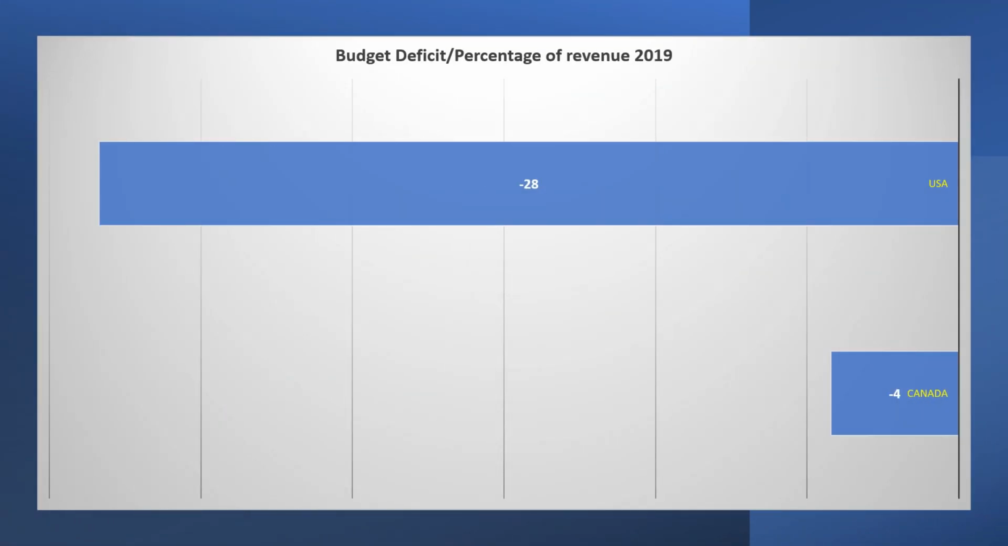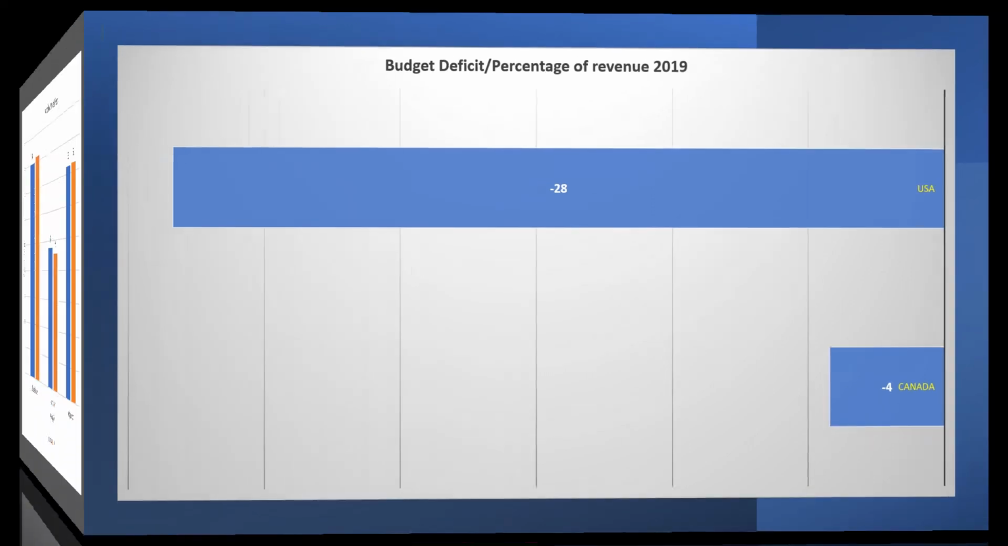This graph depicts relative size of budget deficits of two countries. The USA has a much higher budget deficit that stands at 28% when compared with only 4% of Canada. A large budget deficit is never good for any country, especially if it persists over several years. In that case, it may indicate structural weaknesses in the economy, suggesting that government's policies are not expanding the economic activity and budgetary resources as desired.